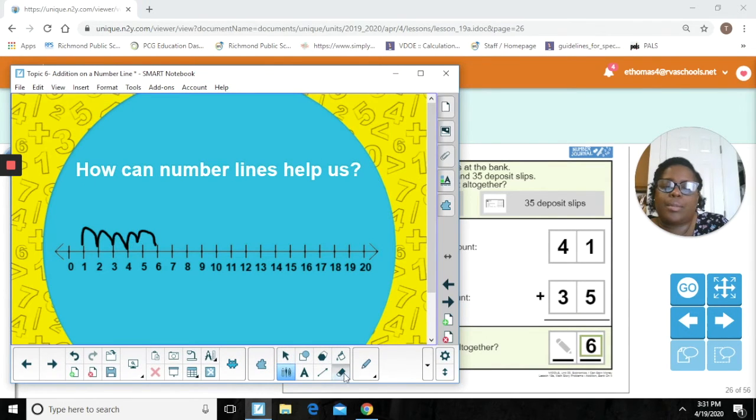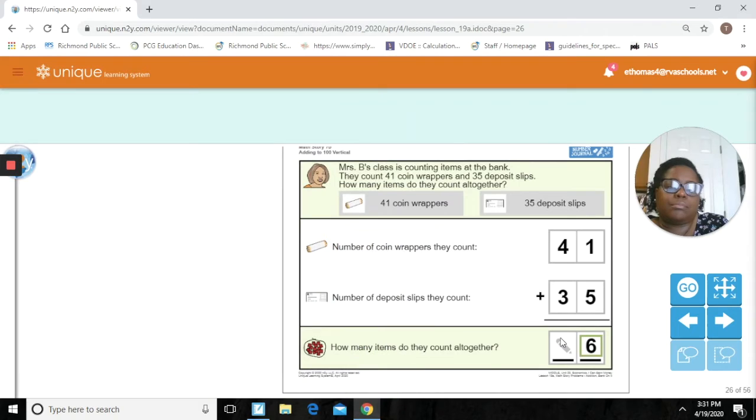Let's get our number line back up and erase. We're going to start with what number? 4. And we're going to count forward how many places? 3. 1, 2, 3. What's our answer? 7. You're exactly right. How many items do they count all together? 76. Very good. So 41 plus 35 is 76.